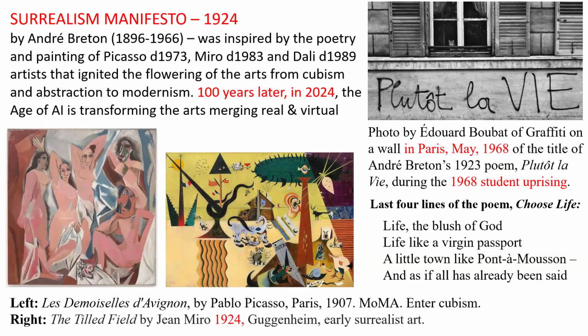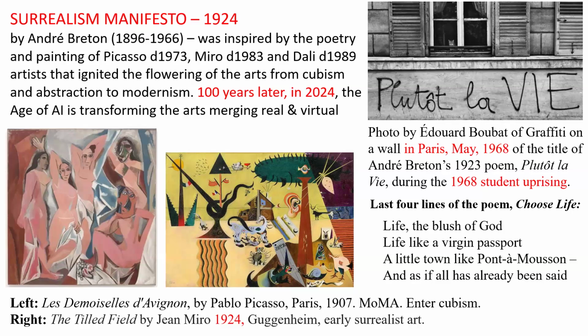The manifesto was by André Breton, a poet. This is when poetry becomes very tightly connected with art. Picasso wrote poetry, then you have Breton, you have Miro, and other artists that were also poets. So it's now 100 years since the manifesto, from 1924 to 2024. And so we have these various artists, of course Salvador Dali, that ignited the flowering of the arts from cubism and abstraction to modernism.